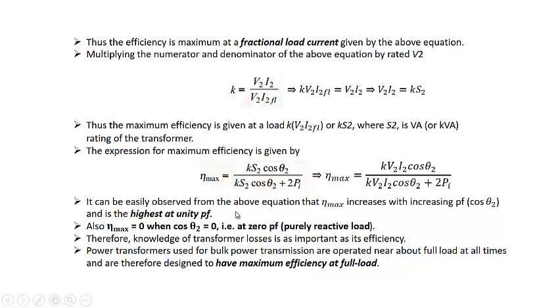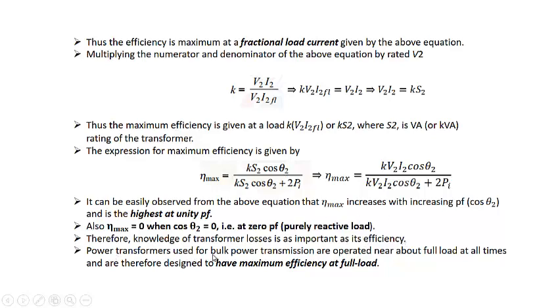It can easily be observed from the above equation that eta max increases with increase in power factor. Maximum efficiency increases with increase in power factor, and definitely will be highest for the unity power factor. Also eta max will be 0 when cos theta 2 is equal to 0. That means for reactive load, the efficiency will also be equal to 0. Therefore, knowledge of transformer losses is as important as its efficiency. So efficiency as well as losses are very important.